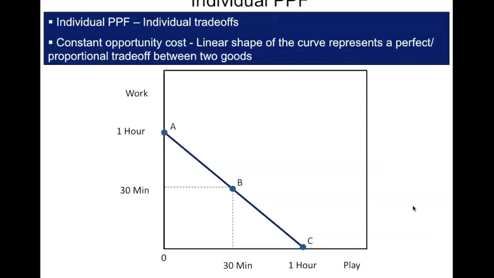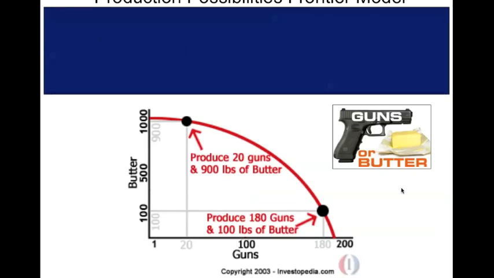But the thing is that society and most economies are not really like this. Most economies tend to be better at one particular item than the other, producing one versus the other. So you can see here, if we take the classic example of the production possibility model on a social level.